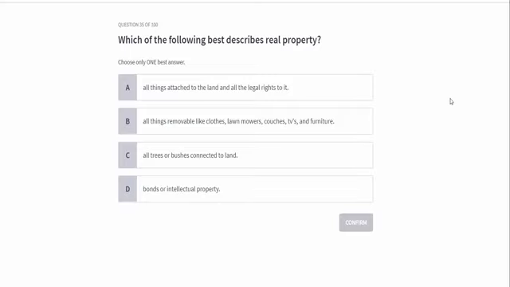All right, next, 35. Which of the following best describes real property? So it gives us four options. Is it A, all things attached to land and the legal rights to it? B, all things removable, like clothes, lawnmowers, couches, TVs, and furniture? C, all trees or bushes connected to land? Or D, bonds or intellectual property. So, like usual, come up with your answer. Here's some time for you guys to figure it out.